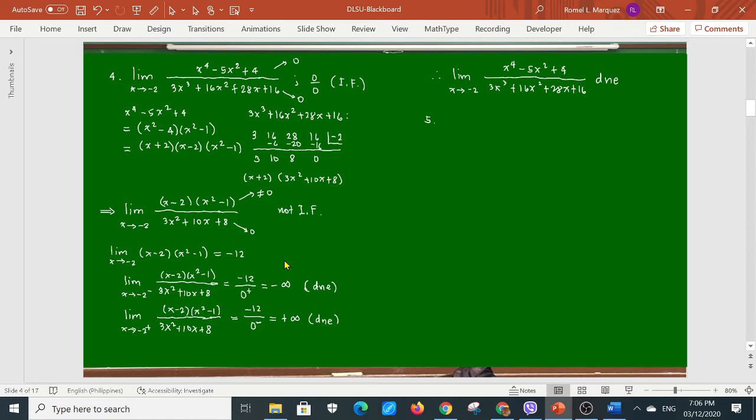You can read Leithold. Read foreign books, and do not read so much about Filipino books, because there are many wrong procedures, although correct answers. So you rely on Leithold, Louis Leithold, the Calculus 7, or other foreign books.